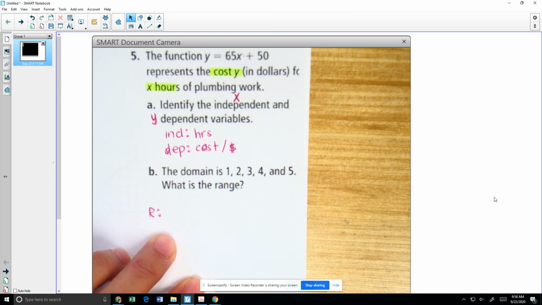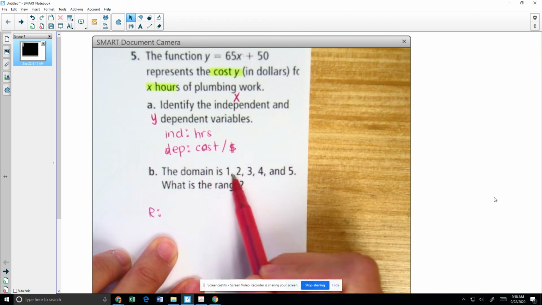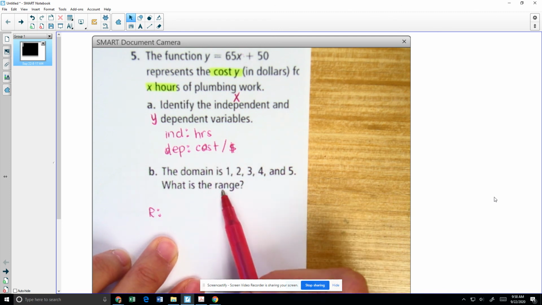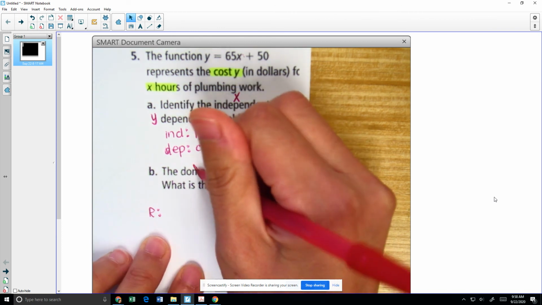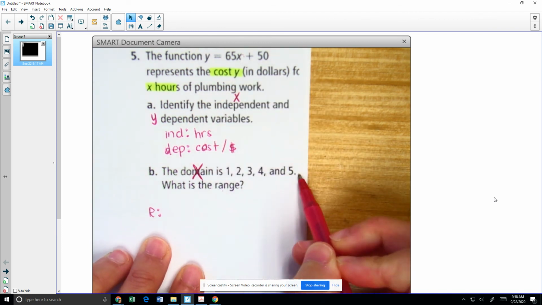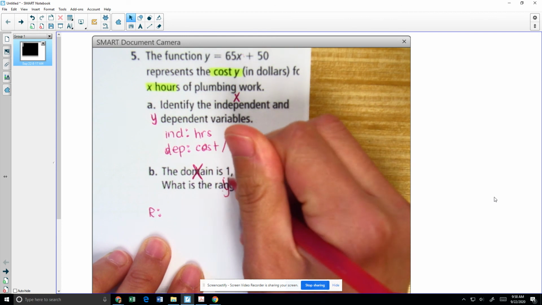Okay. Louis? With the domain is 1, 2, 3, 4, 5. Yes, the domain is 1, 2, 3, 4, 5. Oh, and the range is 65 plus 50. Yeah, so basically Luis is saying, if you know your domain, which is X, is 1, 2, 3, 4, 5, what is the range? So what is the Y?